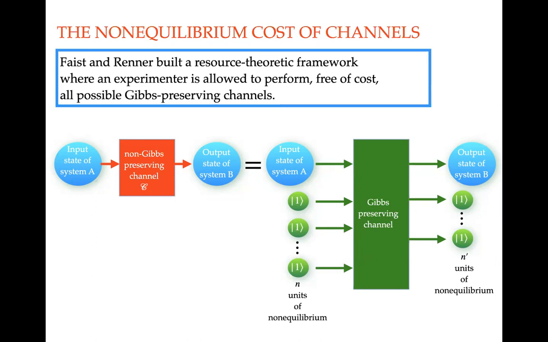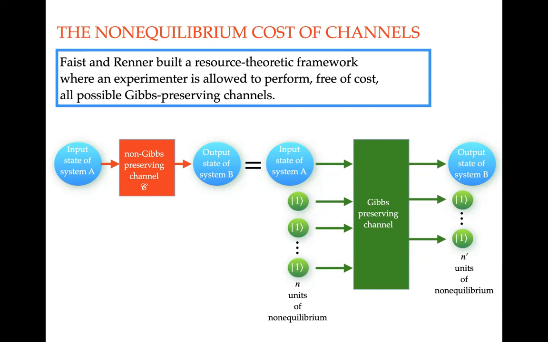You want to apply it to a system A and get some output of system B. What you do is supplement the input with some resource states, some units of non-equilibrium, which would be just qubits with a fully degenerate Hamiltonian in some fixed pure state. So you start with a bunch of kind of fresh ancillas in some fixed pure state. Then you apply a global Gibbs preserving channel to the input and to these resources, and eventually you try to mimic the right transformation that you want, and then you will have an amount of resources that is consumed in the process.